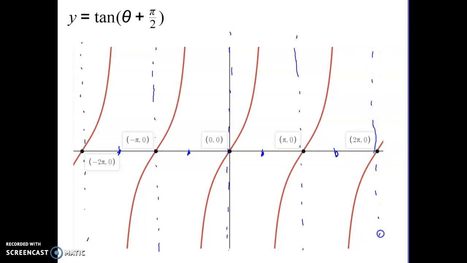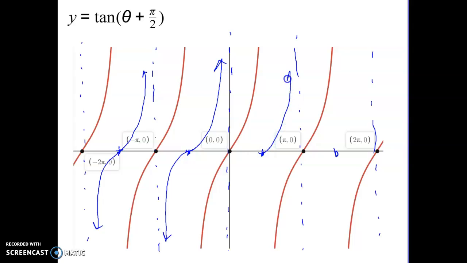Now my tangent shape does not change. The only thing that changes is the location where it is. So I'm still going to move up to the asymptote this way and down to the asymptote this way. It's just that now all of my points and all of my asymptotes have shifted pi over 2 radians to the left. So here is my transformed tangent graph. And if you can see, the original tangent graph is red. The blue one is the transformed one, and I've just taken that shape and moved everything to the left pi over 2 units.